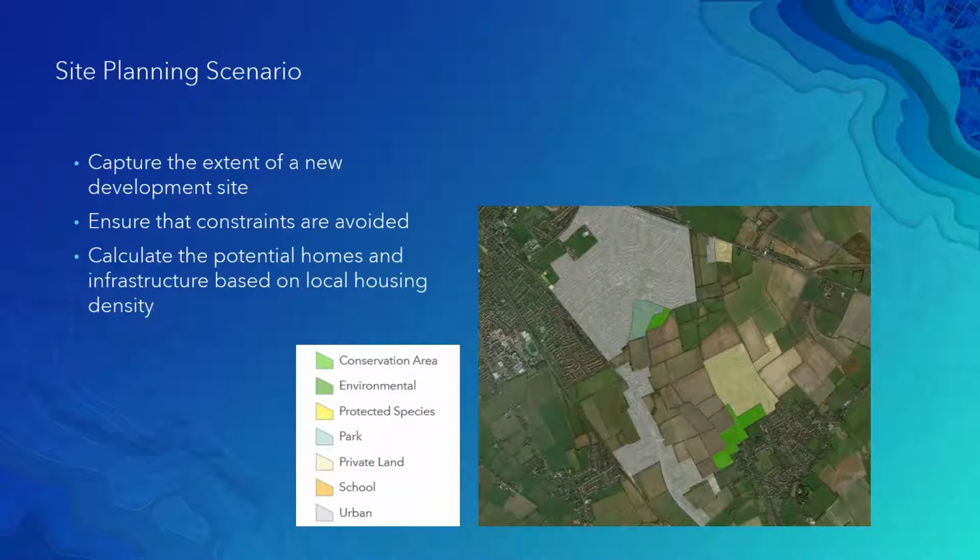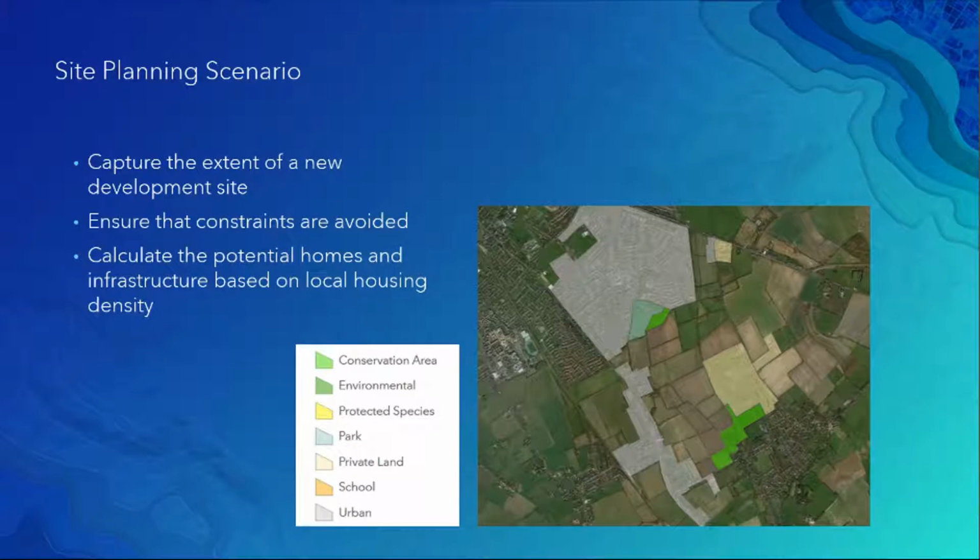So it's a site planning scenario, and what I'd like to do is digitize the site plan for new development in this area. But during that process, it's important that I avoid the constraints. So you can see that we've got conservation areas, private land, urban sites, and I want to make sure that I avoid all of those during the digitization process. I'd also like to get a feel for the housing potential of this site, and to ensure that I stay in keeping with the local environment, I'd like to maintain a similar housing density to the area nearby.